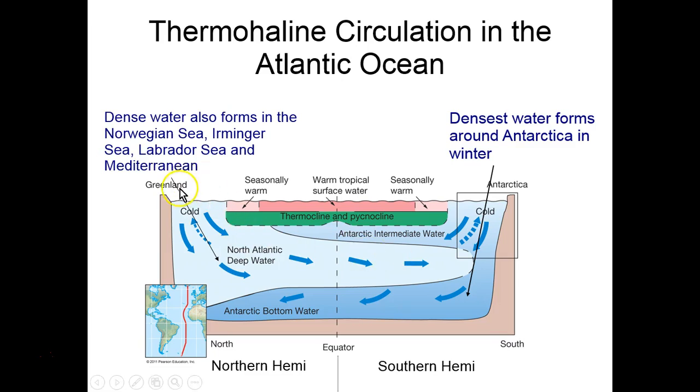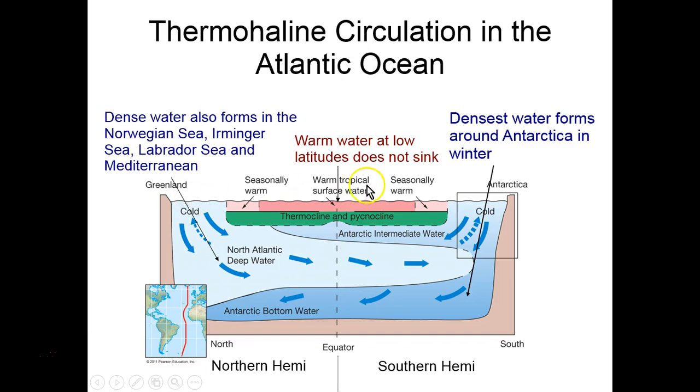Okay, so this is dense water that forms in the Norwegian Sea, in the Irminger Sea, actually I'm not sure, Irminger, and then the Labrador Sea and the Mediterranean Sea would actually be a little bit less dense than this because it's not as cold, it's warmer, but it's really salty, and so that's why it's listed here. So generally, the dense water that's coming from up here, we can just say it's around Greenland. You don't need to remember the names of the seas.